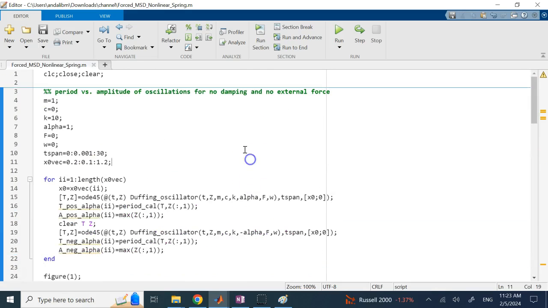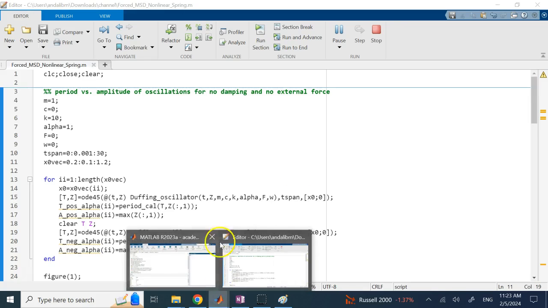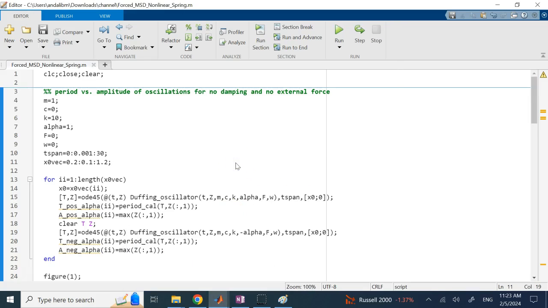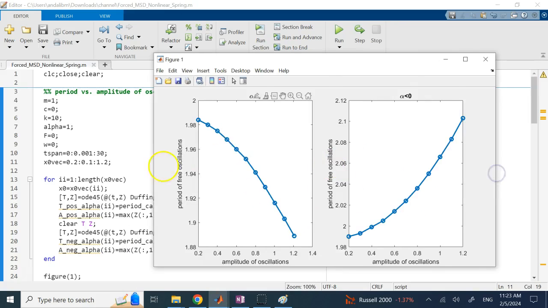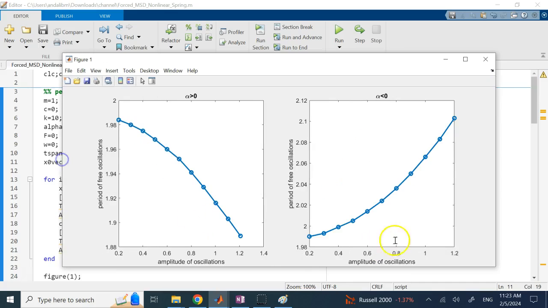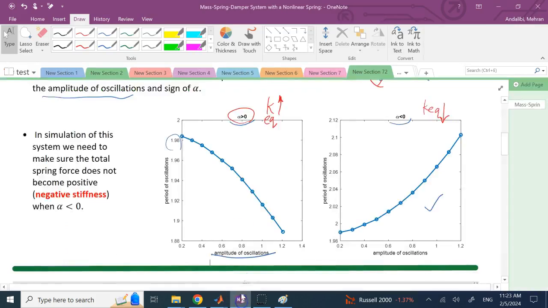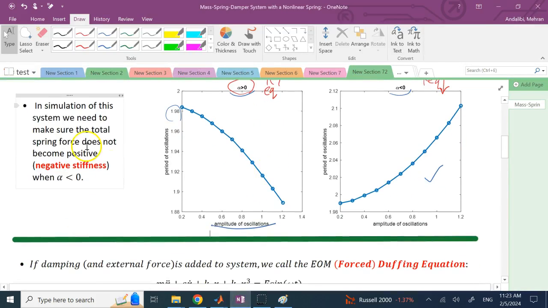Okay, so if we go ahead and run this section, you see those two plots will be generated for you. Okay, there we go. So if I stretch this so you can see it better, you see that the period of the oscillation is not constant. Okay, that's the first thing. Now, is that it? No, there is a lot more to it.